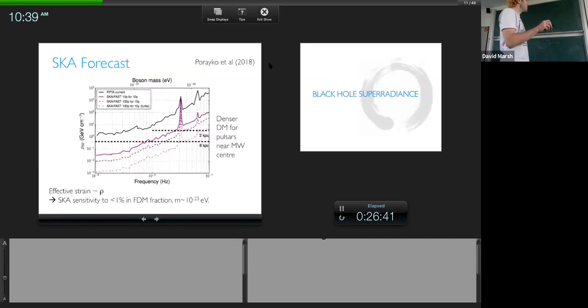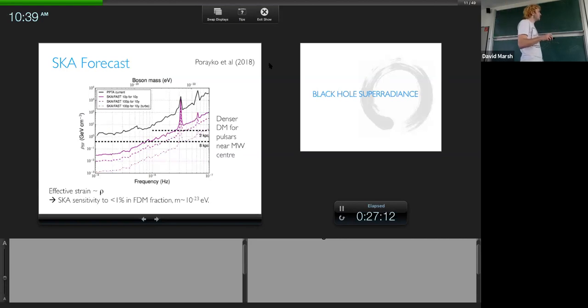So here, in black, is the previous limit from the Parkes pulsar timing array. And now they've translated it into the density of the local dark matter in the familiar GeV per centimeter cubed units. So the local dark matter is 0.3 to 0.4 GeV per centimeter cubed. This line is at 0.4. And then they've got, as a function of the boson mass up here, the current PPTA limit, which is above the local dark matter density.